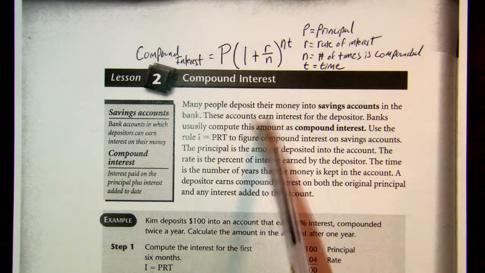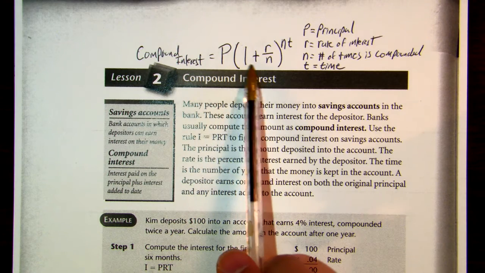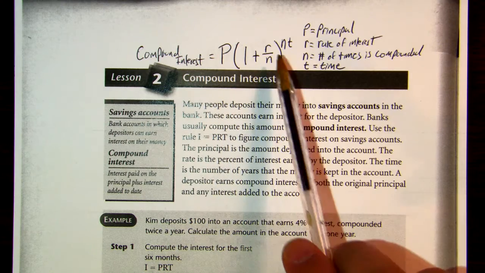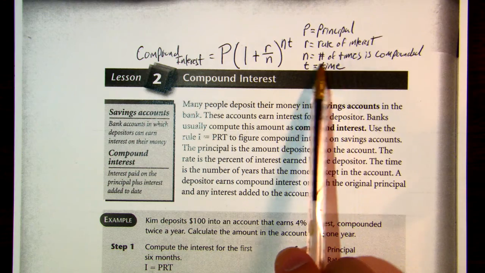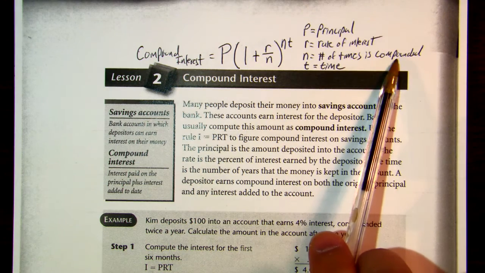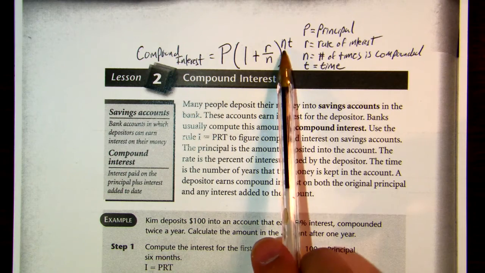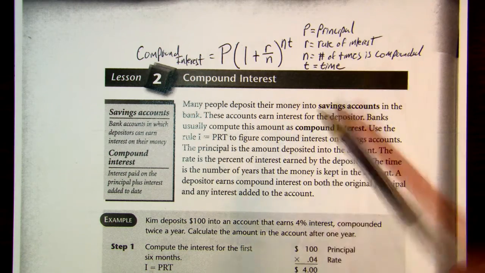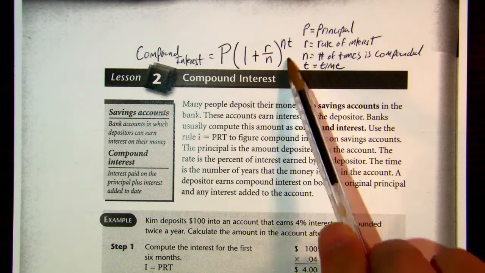So the compound interest formula is the principal times 1 plus, that's always the same, 1 plus R over N, where R stands for the rate of interest, N stands for the number of times being compounded, to the NT, where again N is the number of times being compounded. So these two numbers should always match, and to the time.